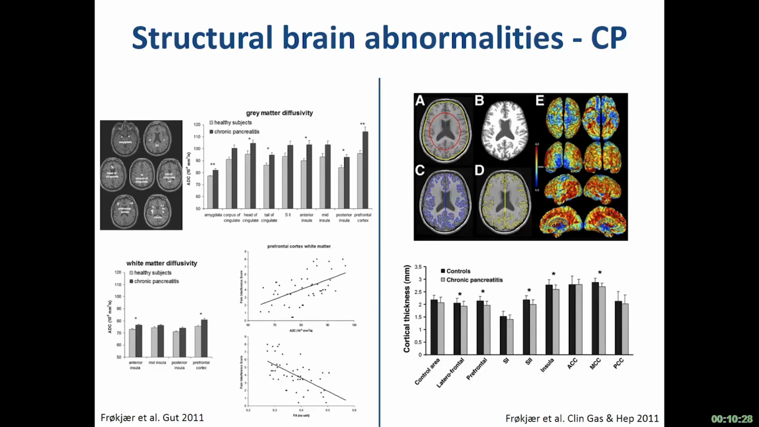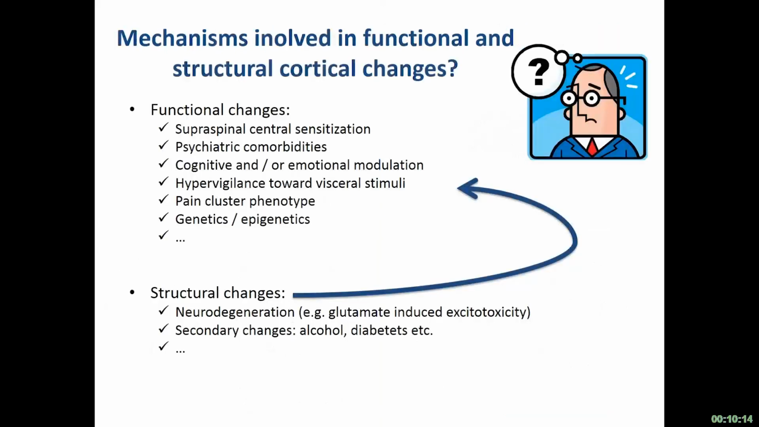In the other experiment, the study on the left-hand side, we studied the cortical thickness in the brain of the patients, and again, in the same areas, we found that there was a shrinkage of the brain, and again, this shrinkage was associated with the clinical pain scores of the patients. So we seem to have a structural correlate of the functional changes.